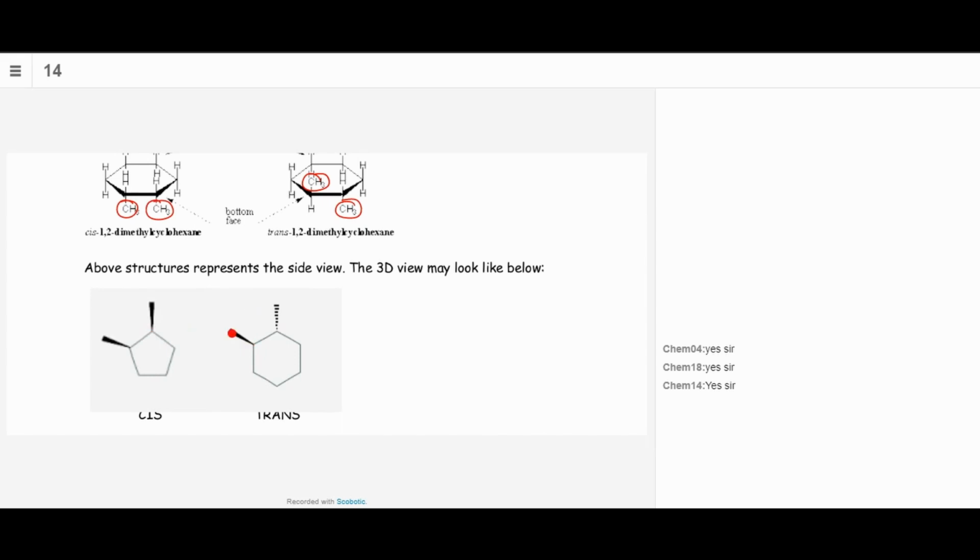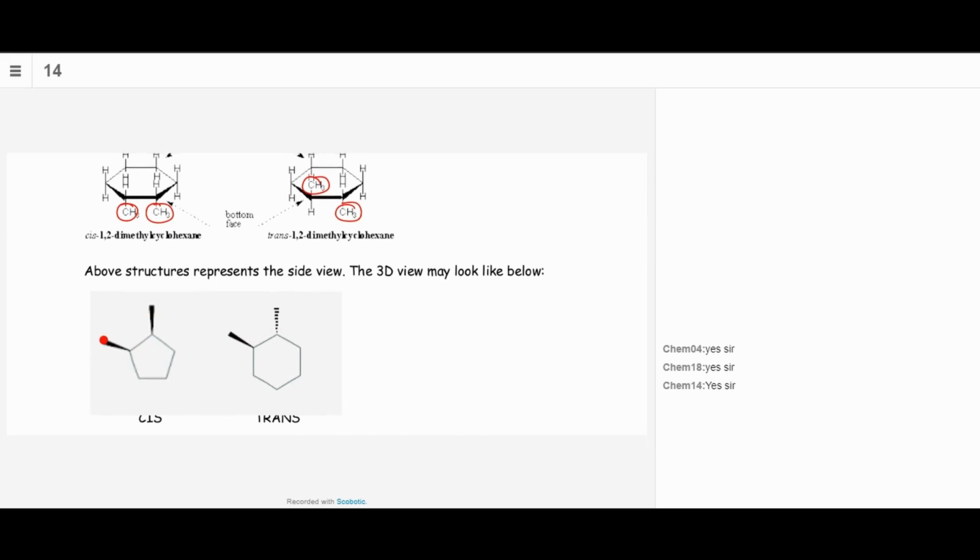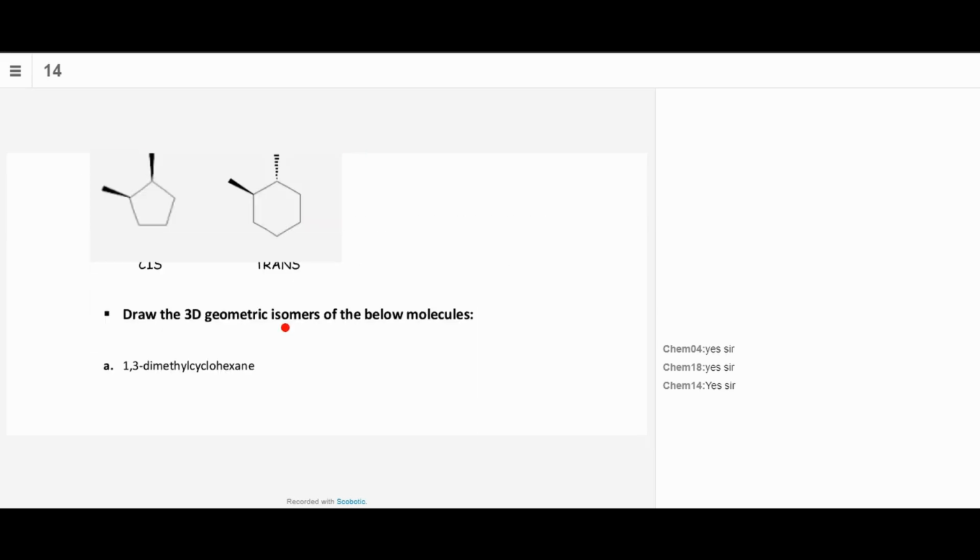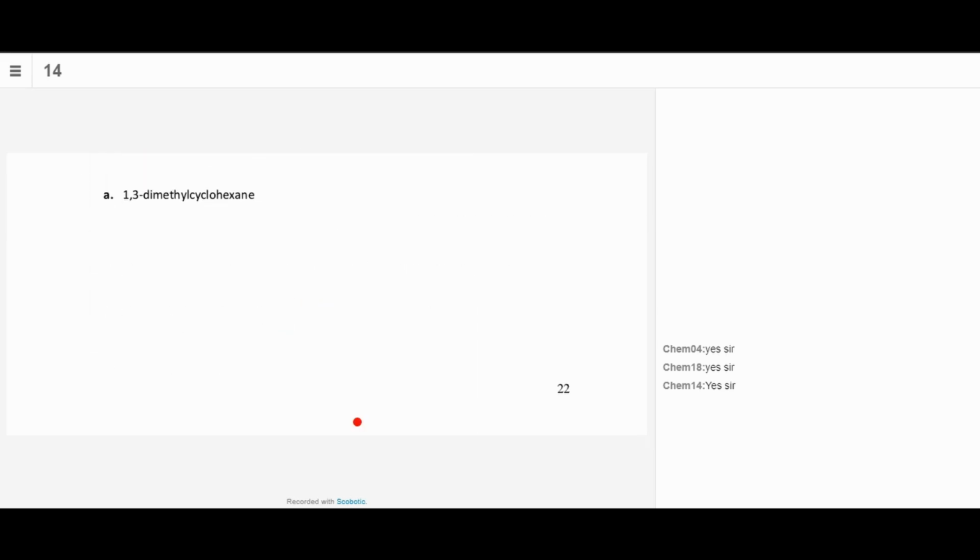And here you can see one is coming out, the other one is going in. So both are coming out here, towards us, not away from us. So it is cis. And one is going away from us, and then one is towards us. So it is trans, right? So that is how the cis-trans isomerism is found in cyclic compounds.